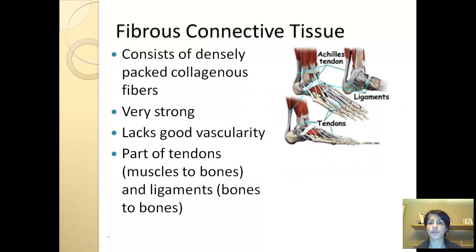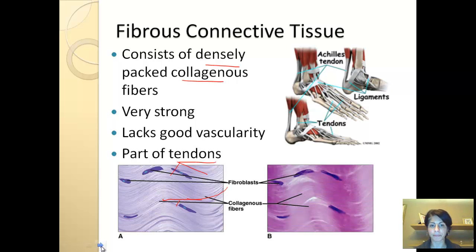Now we go on to actual fibrous connective tissue. So there's dense and loose, and fibrous connective tissue of the dense kind consists of densely packed collagen fibers. It's really strong, and it doesn't have too many blood vessels running through it. So this is part of your tendon system and ligament system. Tendons are muscle-to-bone attachment, and ligaments are bone-to-bone attachment. And again, when we take a look at the knee, you'll get a better feeling about what this looks like.